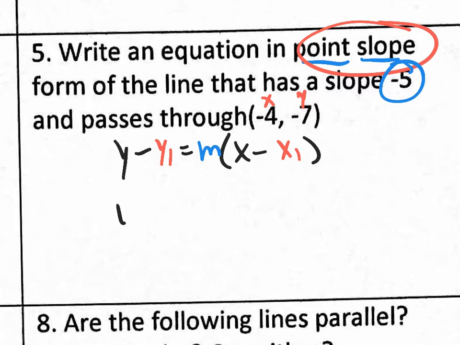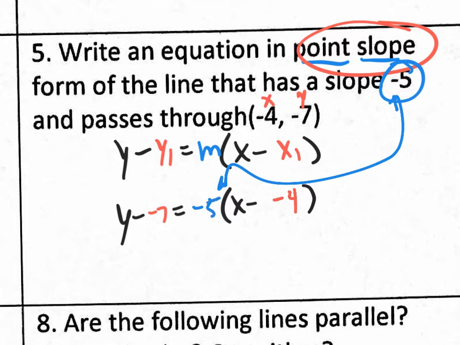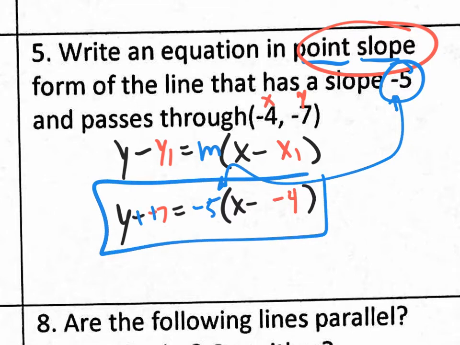What I recommend doing is to rewrite it, but with blank spots. And then simply plug in your y1 value, which is negative 7, right? I got that from here. My x1 value is going to go right here. The negative 4 is going to go right there. And of course, the m value, they gave us the negative 5. So that's going to go right here, negative 5. The only other thing you could do is change to plus plus. And that's your answer because they ask for point slope form. You would leave it like that.